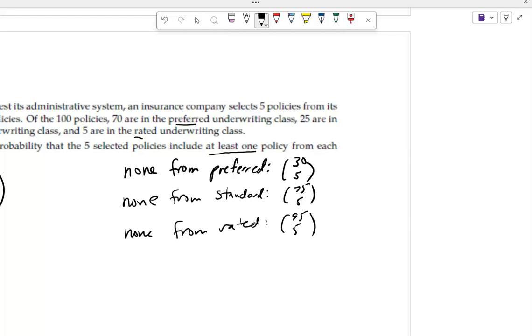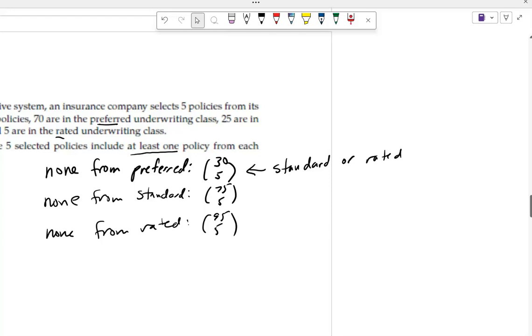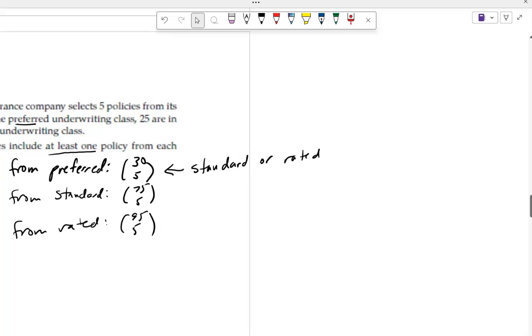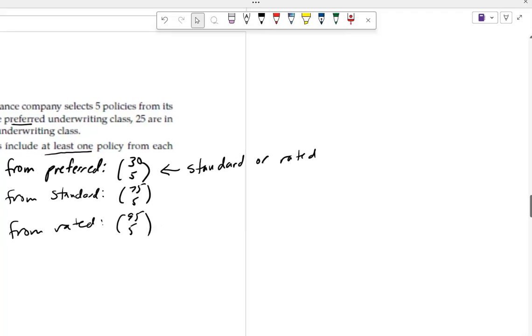Okay. So this one means it's, let's think about it this way. This one means it's standard or rated, correct? So it's a union, isn't it? Right? So how could we do that? If we think about it as a union, maybe you go that way. Yeah, so you subtract the intersection, right?